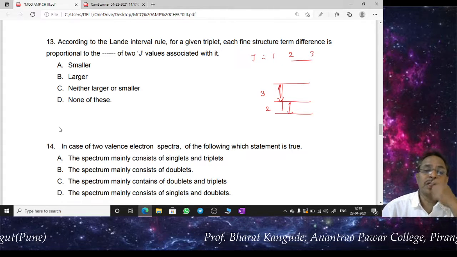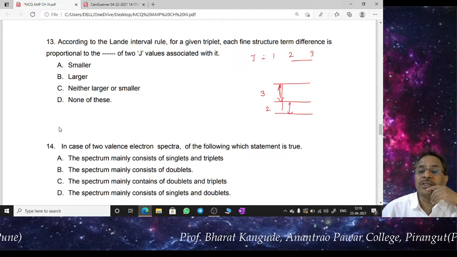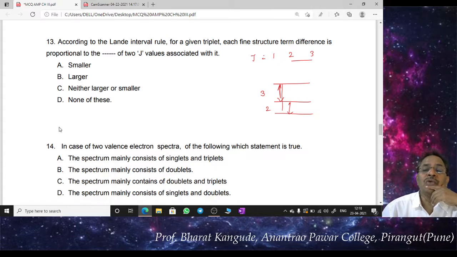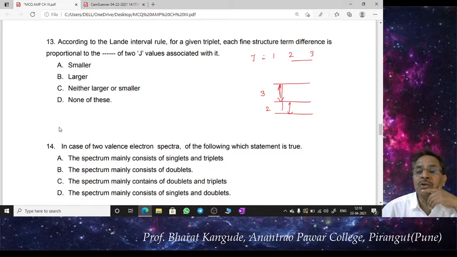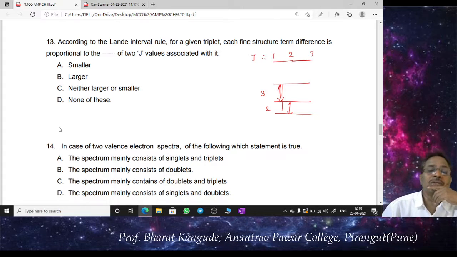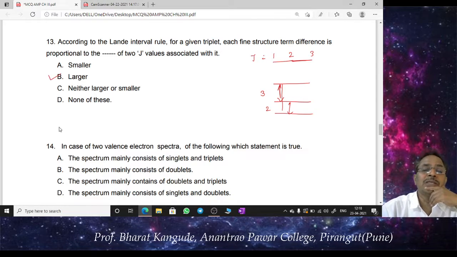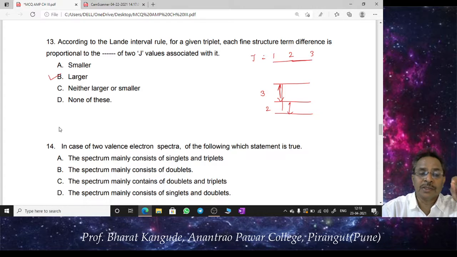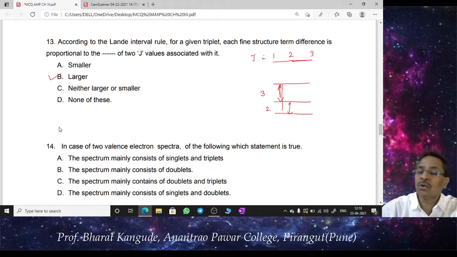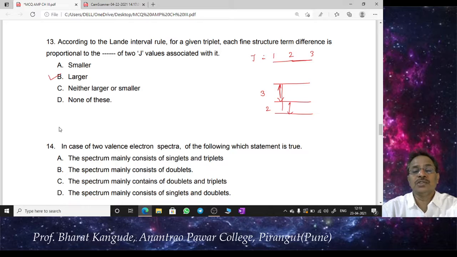So according to Lande's interval rule, for a given triplet, each fine structure difference is proportional to the larger of the two J values associated with it. Now there are three J values. This is not proportional to these two J values, but to these larger J values, and therefore for question number 13, the answer is B, larger of the two J values associated with it. Neither smaller nor any other option is correct other than option B. So it is proportional to larger J values.